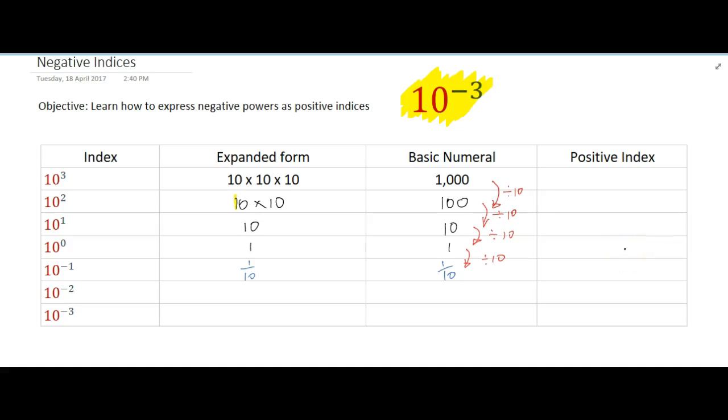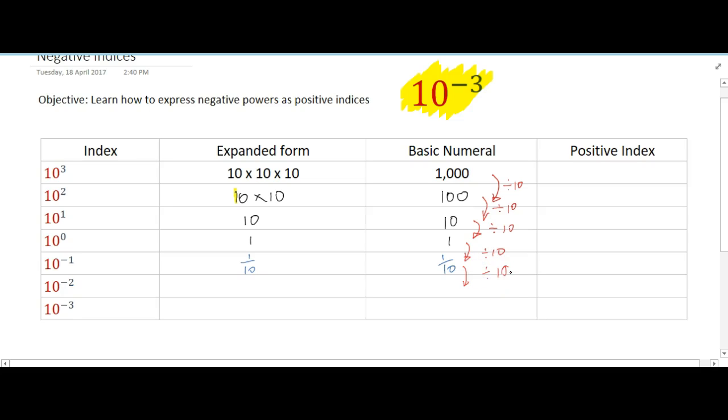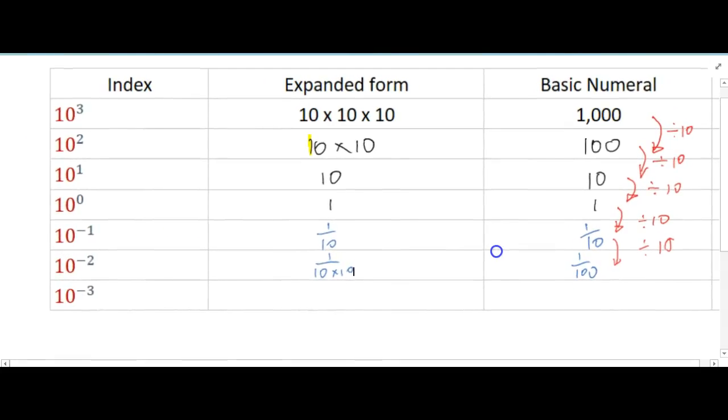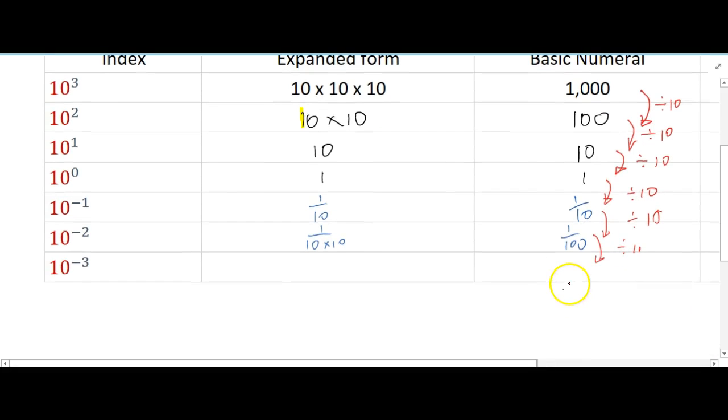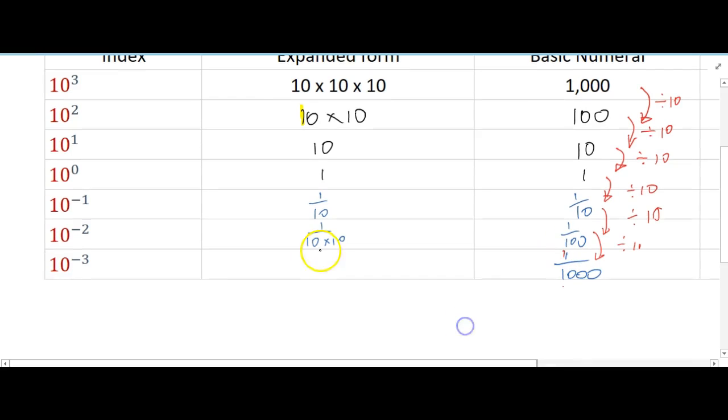We'll look at this positive index in a minute. If I divide by 10 again, 1/10 divided by 10 is 1/100th. In expanded form, that's 1 over 10 times 10. I'm just going to expand this a little bit to make it easier to read. Finally, we have one last one. We divide by 10 again, and we get 1/1000, which in expanded form is 1 over 10 times 10 times 10.